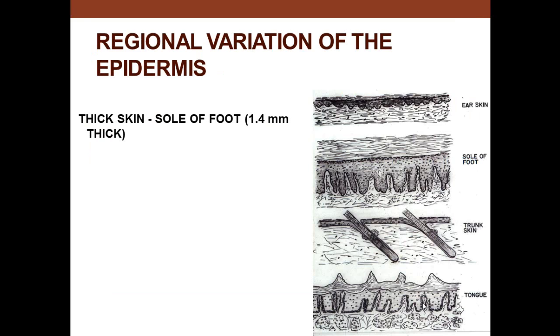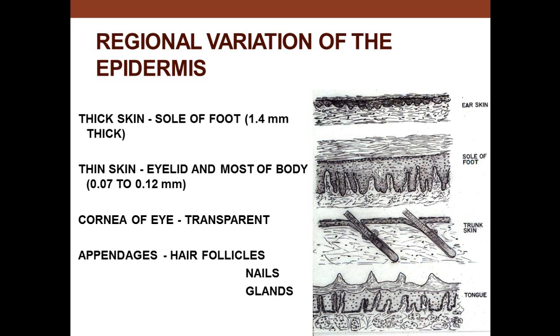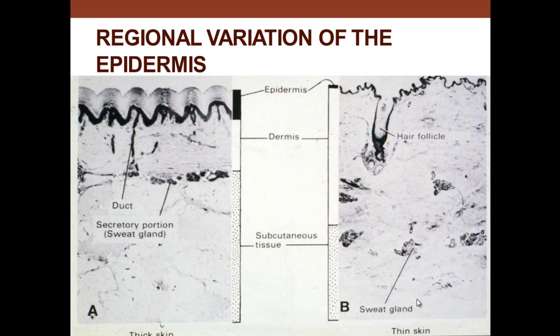And in fact, if we look at regional variation in skin, thick skin is the sole of a foot, for example, and thin skin may be the eyelid, a very thin portion of the eye. Sometimes the skin is transparent, as in the cornea that covers the eye. That's a skin component. And then there are various appendages. You've got nails, hair, different structures, glands, that are part of the regional variation in skin.